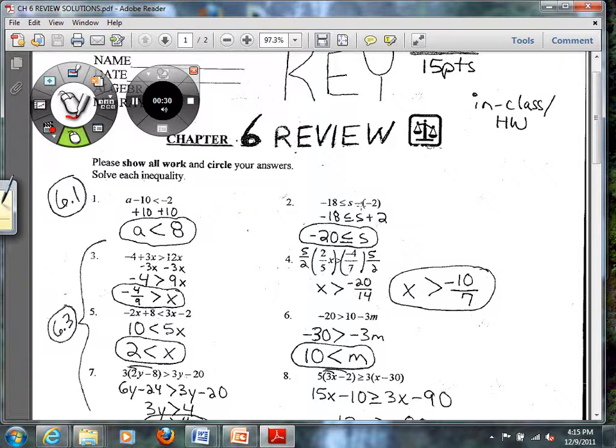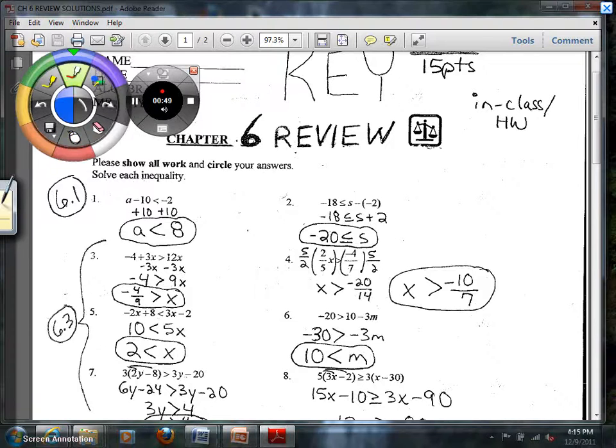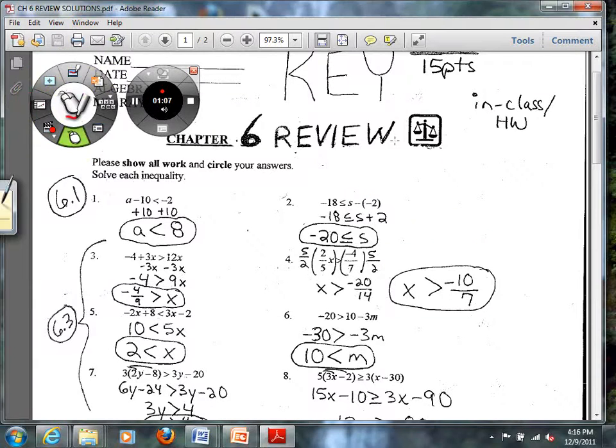And then number 2, the two negatives right here, that becomes a positive. So then you want to subtract 2 from each side, and that's why you have negative 20 right here. So s is greater than or equal to negative 20. If you want, you can also write it this way. It's a little bit tough to see, but you can write s is greater than or equal to negative 20 as well.